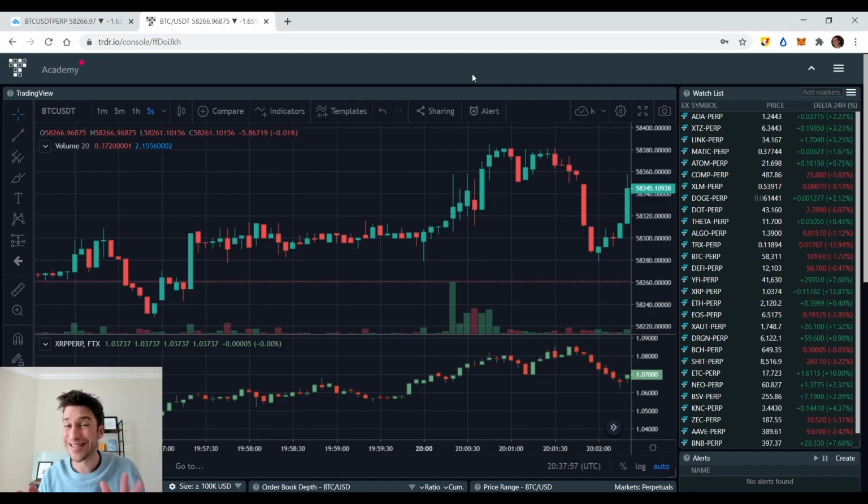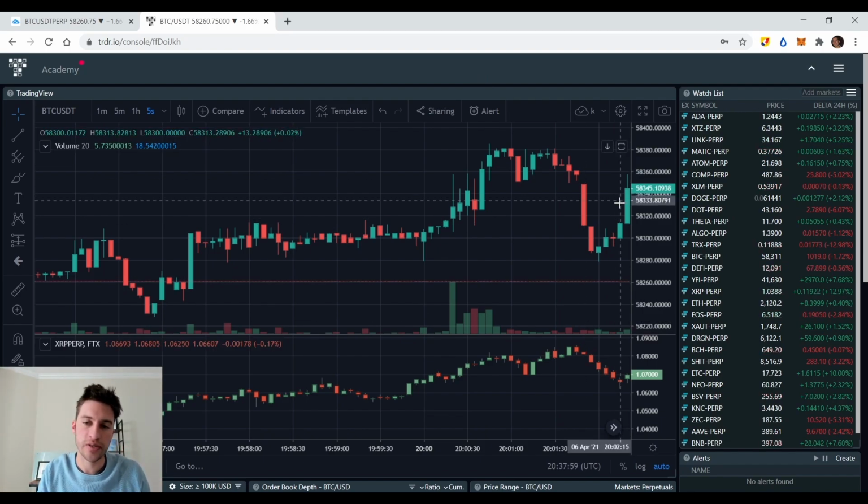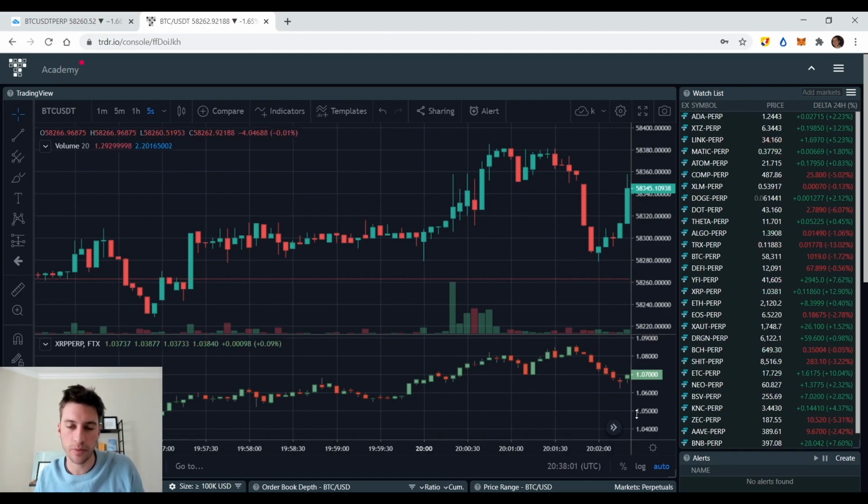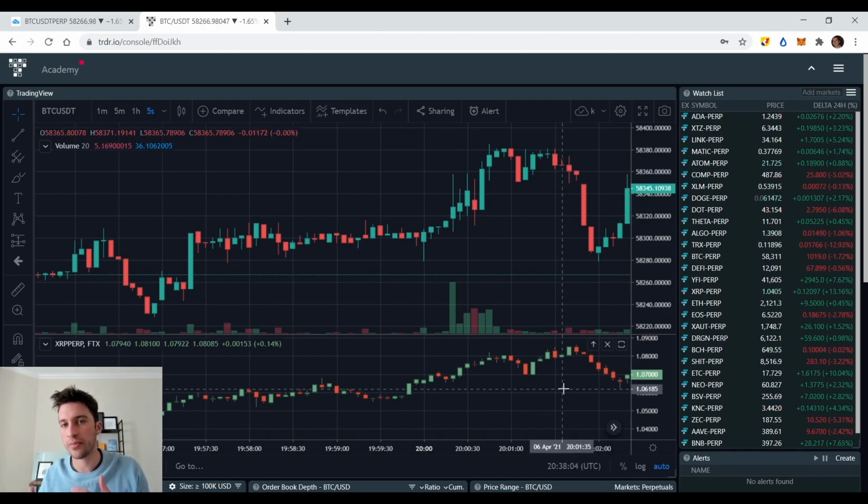Now, of course, I need to say one thing. Just because Bitcoin does this does absolutely not mean that XRP will follow suit. It just means that there's likely going to be a higher probability that it will happen in the micro term, in the very, very micro term. And this is a strategy, again, that you probably don't want to use as a main indicator. This is your secondary indicator.